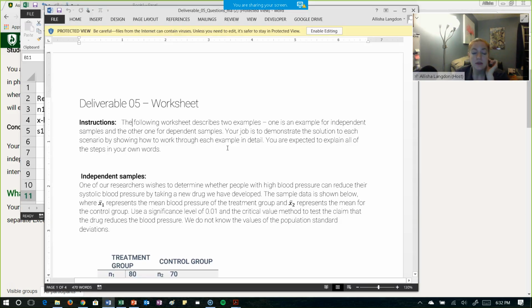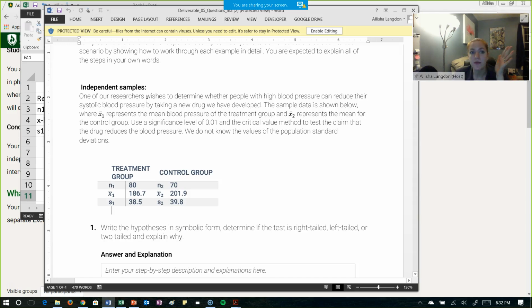And do the calculations. So, independent sample. One of our researchers wants to determine whether people with high blood pressure can lower their systolic blood pressure by taking a new drug they've developed. The sample data is shown below, where X1 bar represents the mean blood pressure of the first group, the treatment group. X2 bar represents the mean of the control group. So you have two groups here: one's the treatment group, one's the control group. They do this all the time when they're testing drugs, right?